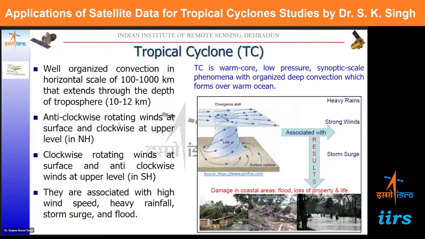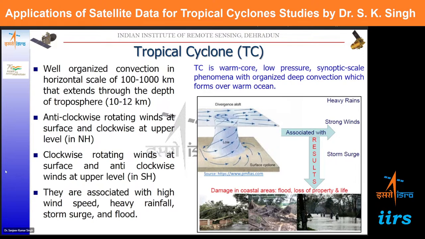Another feature is that a tropical cyclone has a rotating wind. There is a specific pattern of the rotating wind in the northern hemisphere. If you look at the tropical cyclone in the northern hemisphere at the surface, you will see an anti-clockwise rotating wind. If you look at it in the southern hemisphere at the surface, it will be clockwise. And in the northern hemisphere, if you look at the top view of the tropical cyclone, there will be a divergent kind of wind.